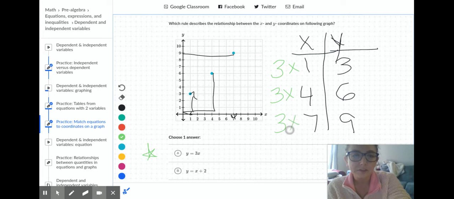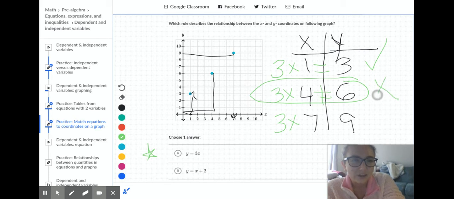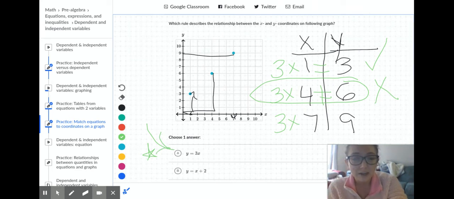So if we look at the first one, 3 times 1 is 3, so that one is true. But on my second value, 3 times 4 is not 6, so that's not true. What that means is that this first equation can't match the points on my graph because it doesn't fit all of the pairs that I'm given. So we know right away that the first one does not work.